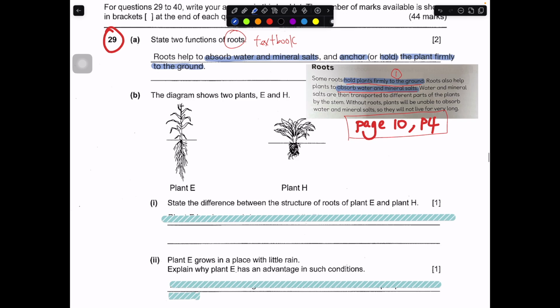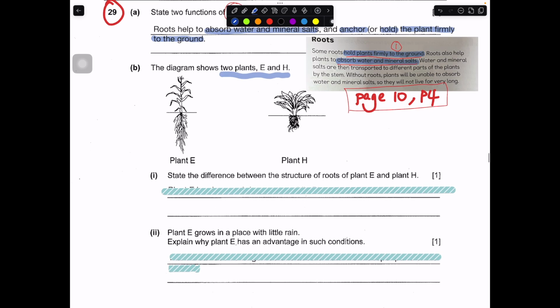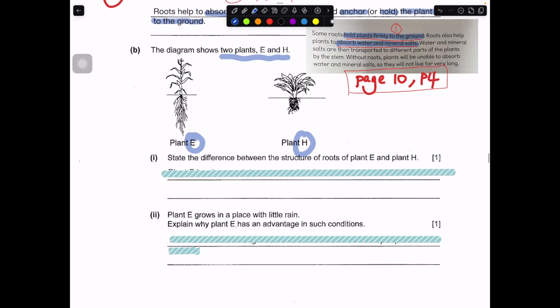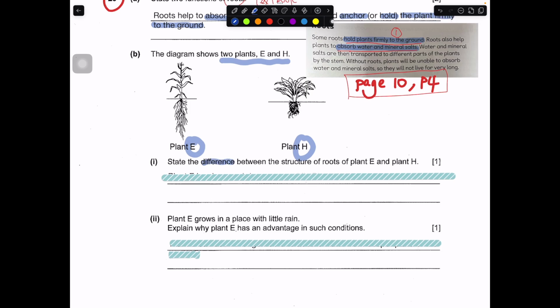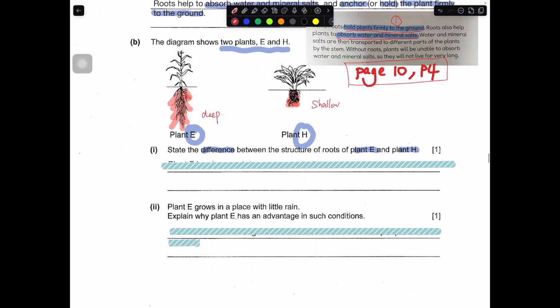The diagram shows two plants, E and H. They ask you to state the differences between the structures of the roots of E and H. Take a look at the roots over here. They are a little bit longer and deeper into the ground, while this one is much shorter and nearer to the ground, so we can say shallow. This is deep. So this is one difference.